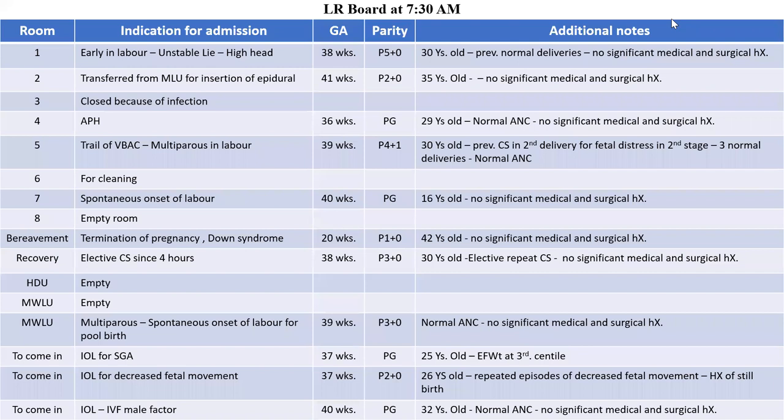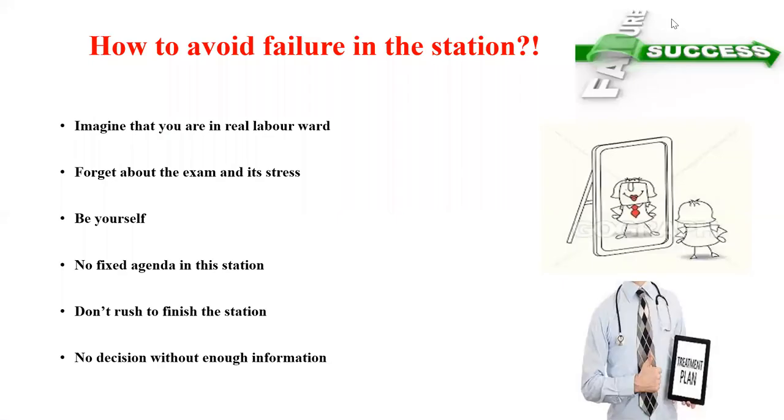So this will be an example of the labor ward board. As you can see, it's full of patients. Usually you will have 8 patients, but sometimes you will have a full board. There are patients in the labor ward, there is a bereavement room, a recovery room, HDU, midwifery led unit, and patients waiting to come in. So we will try to know how to approach this station.